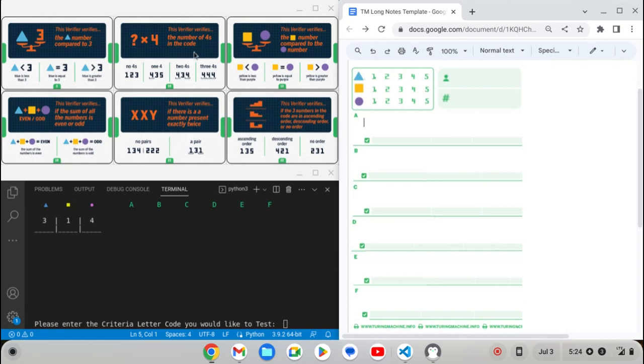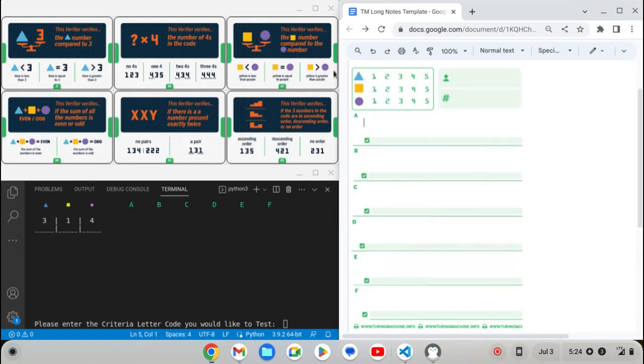Criteria card B will look at our 3-digit solution, and the Turing machine will let us know how many of those digits should be 4. Should there be no 4s? A single 4? Perhaps 2? Maybe even all 3 can be 4.